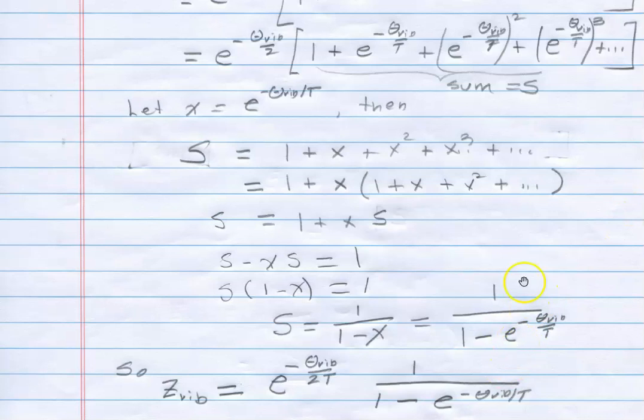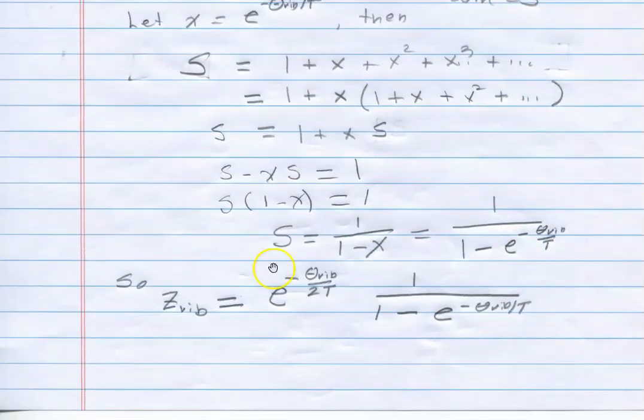And when I plug this back in for the term in square brackets, I get the molecular vibration partition function. The molecular vibration partition function is this factor times this factor here.